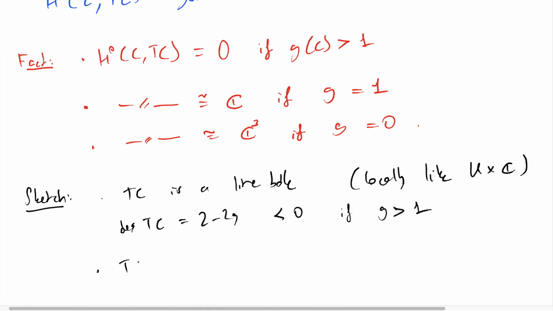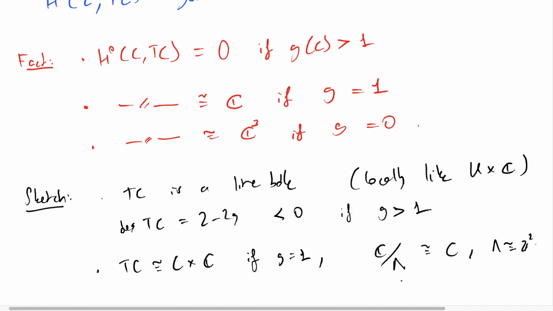Well, TC is just trivial when G is 1. So one way to believe it is to say that an elliptic curve is actually a quotient of the complex numbers by a lattice. And the tangent directions here are invariant under translation. So the constant tangent vector here descends to C.